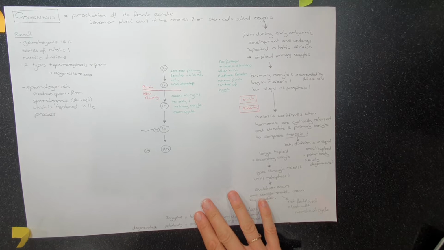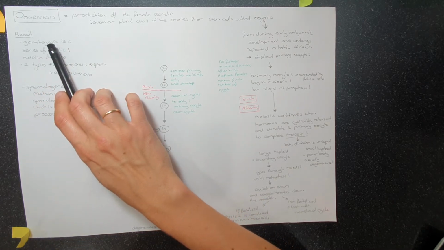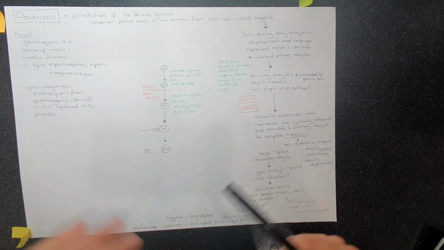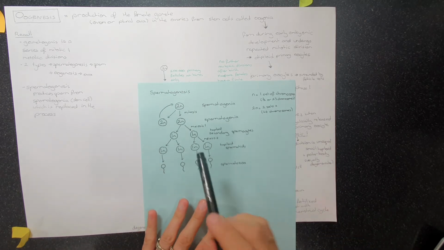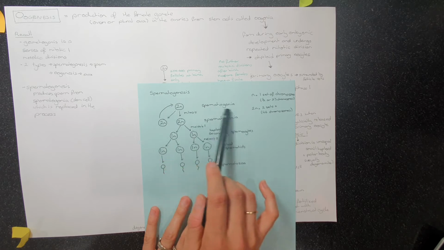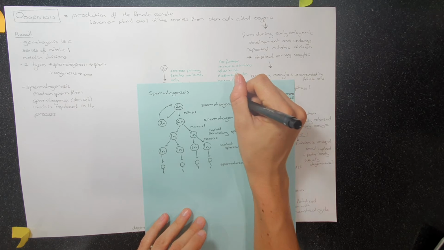Today we're going to look at oogenesis, the other half of gametogenesis that we introduced briefly last lesson. Before we do that, we're going to do a quick recap on spermatogenesis so that you've got something to compare it to. Okay, so spermatogenesis begins with spermatogonia, which are stem cells that are inside the testes.